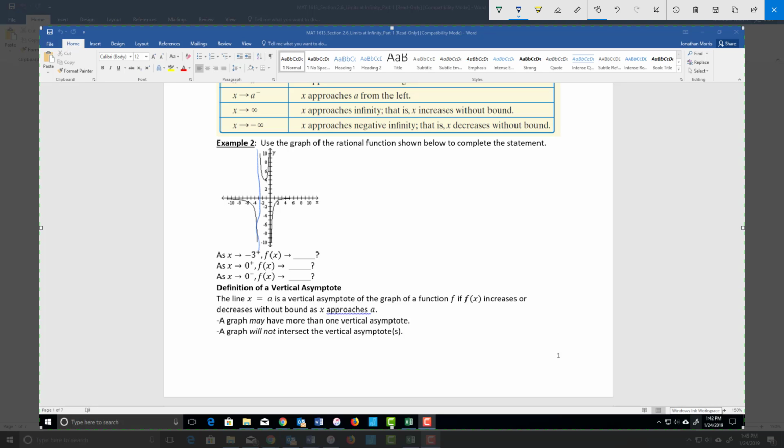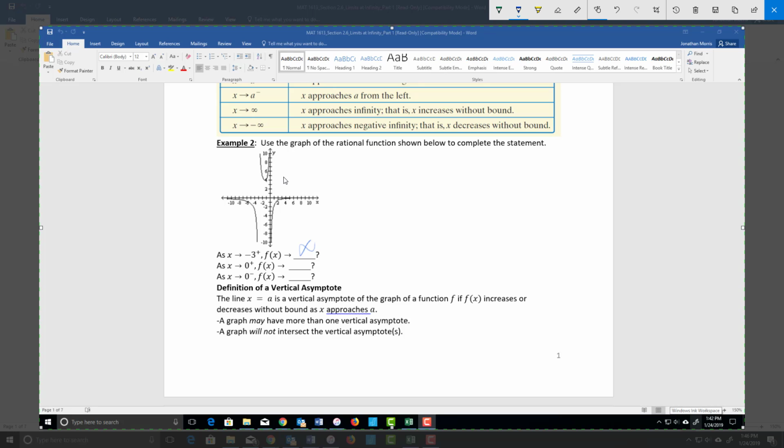So picking up in 2.6 part 2, we're going to use this graph to evaluate and complete these statements. As x approaches -3 from the right, I've gotten a pretty bad line drawn through -3, but as you approach it from the right side of that line, that y value is going to positive infinity. You can see right here, as we get closer to the line, these y values get higher and higher. They're going to positive infinity.